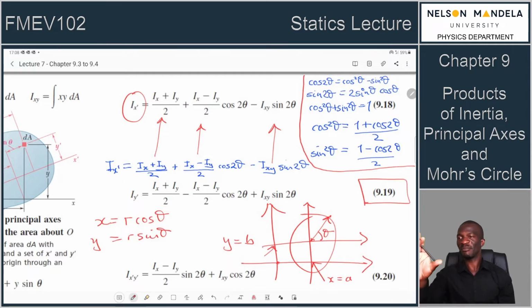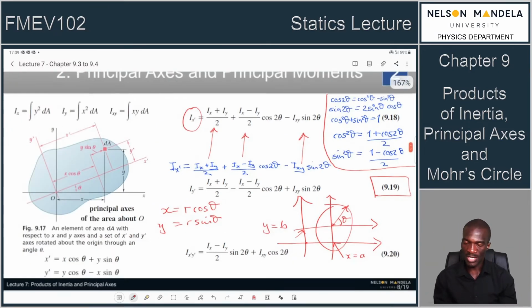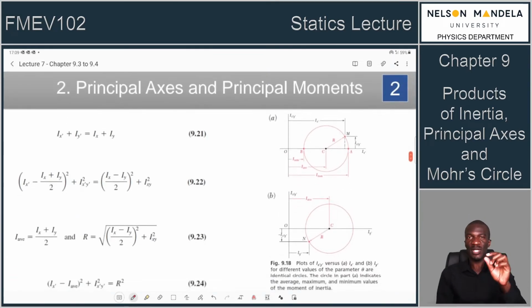So when you look at the similarity of these, you'll notice that 9.18 and 9.20, or 9.19 and 9.20, can actually be put together. So this is what brings about this slide. So what are we now transiting from? We just started with the product of inertia. Then we moved to the moments of inertia and the product of inertia for a new system of axes. Now we are in the process of transforming so that we can find the minimum and the maximum moments of inertia, which are the principal moments. That's what we're trying to do now. This is where these circles come in handy.